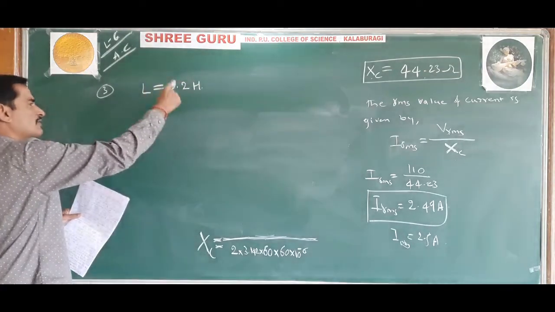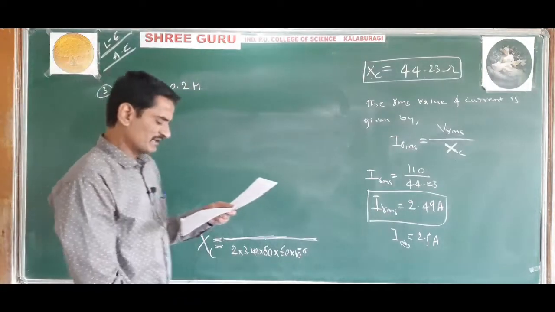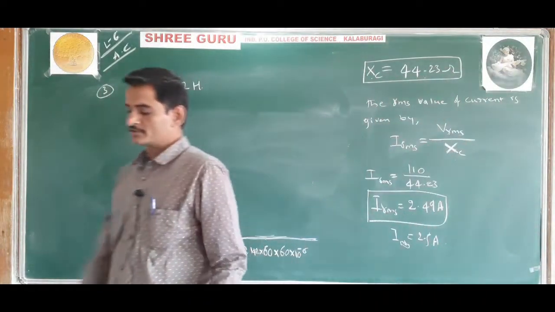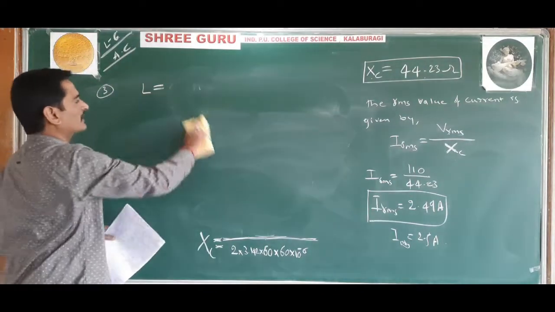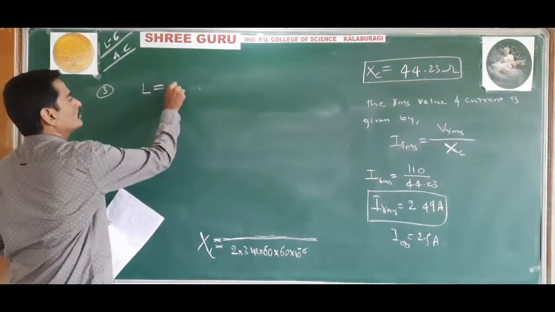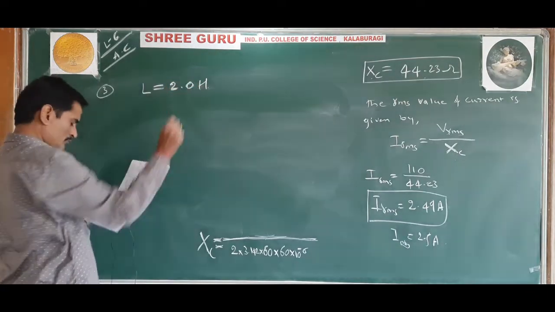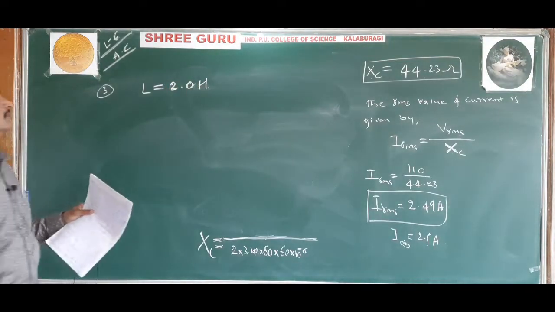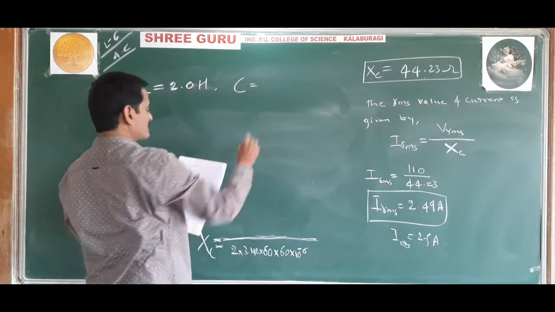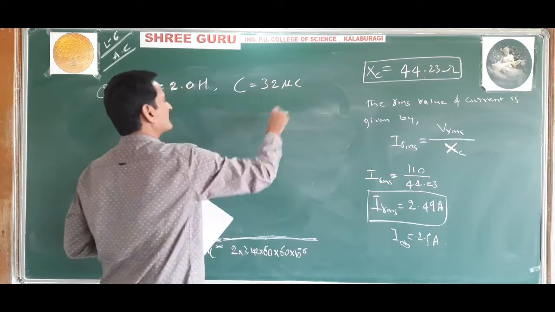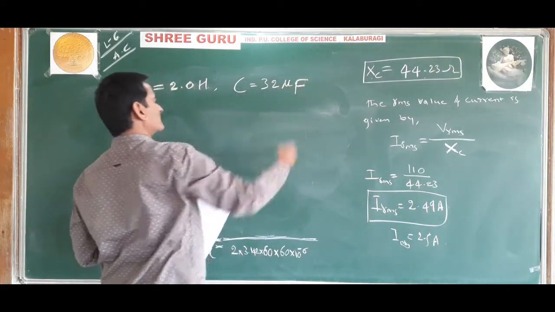In the question paper they have written like this only. Capital L is equal to 2.0, not 0.2, 2.0 Henry. Capital L is equal to 2.0 Henry, comma, capital C is equal to 32 microfarad. It is given in the question only.